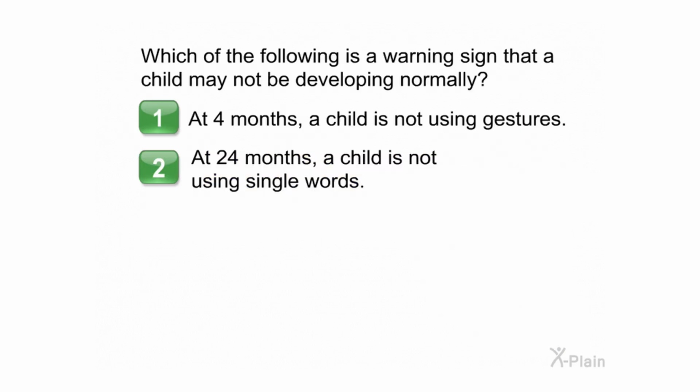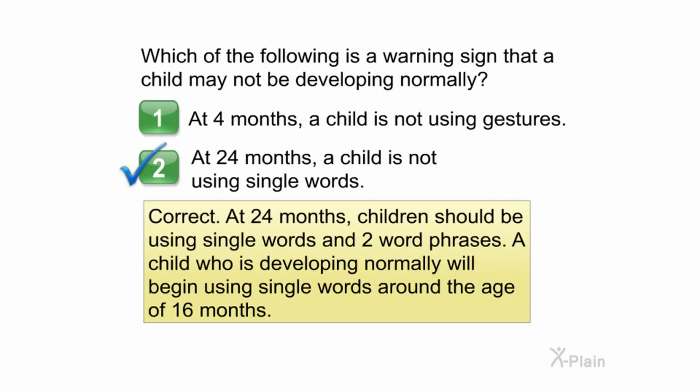Which of the following is a warning sign that a child may not be developing normally? Choose one of the following options. 1. At 4 months, a child is not using gestures. 2. At 24 months, a child is not using single words. Correct. At 24 months, children should be using single words and 2-word phrases. A child who is developing normally will begin using single words around the age of 16 months.